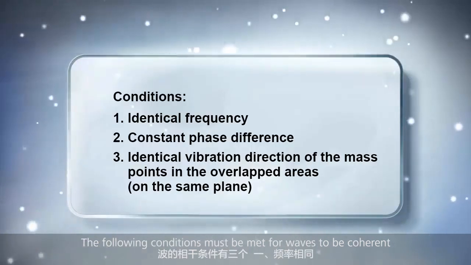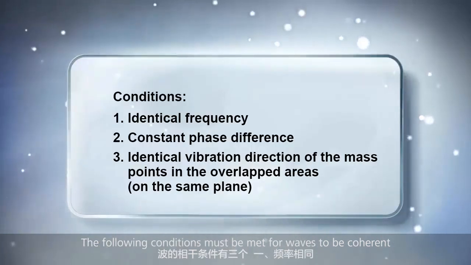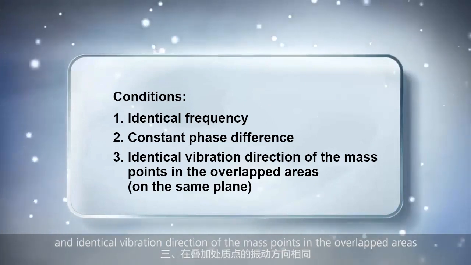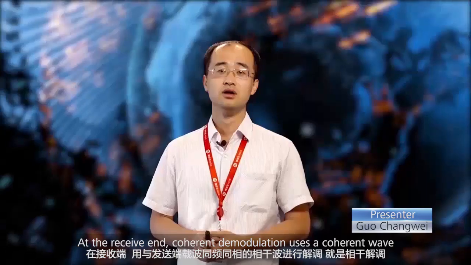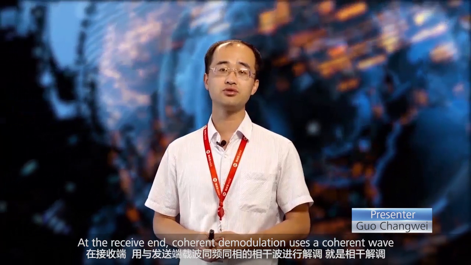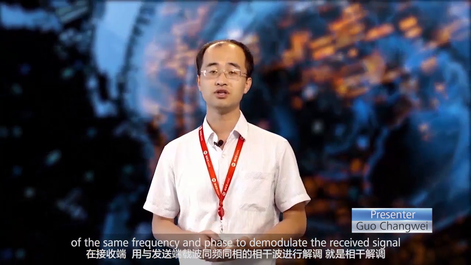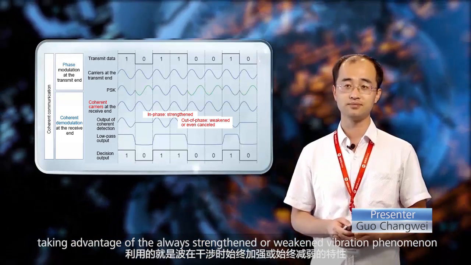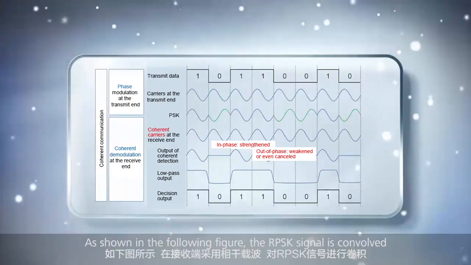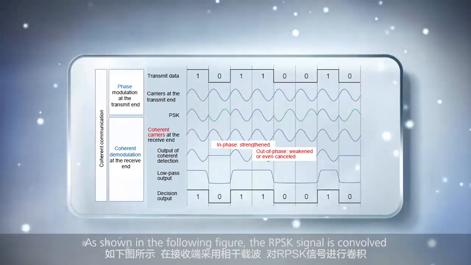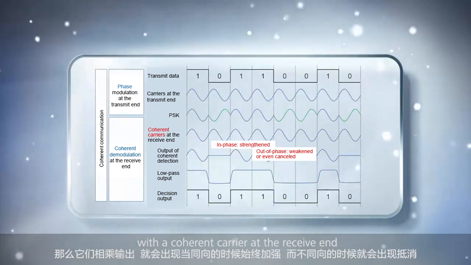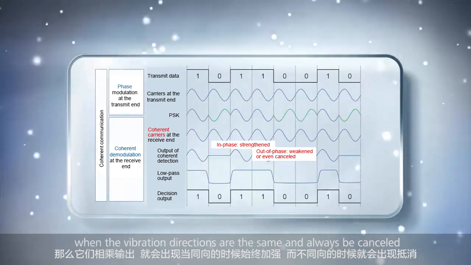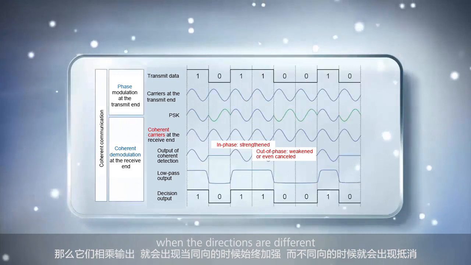The following conditions must be met for waves to be coherent: identical frequency, a constant phase difference, and identical vibration direction of the mass points in the overlapped areas. At the receive end, coherent demodulation uses a coherent wave of the same frequency and phase to demodulate the received signal, taking advantage of the always strengthened or weakened vibration phenomenon. As shown in the following figure, the RPSK signal is convolved with a coherent carrier at the receive end. The product of the convolution will always be strengthened when the vibration directions are the same and always be canceled when the directions are different.